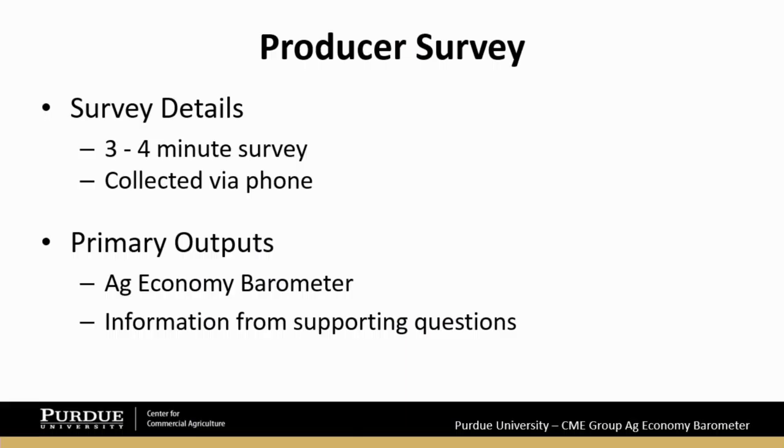From the survey, we have two primary outputs. The first one, of course, is the Ag Economy Barometer. The second output we get from this is the supporting questions. In addition to the economy barometer questions, we also ask producers about various things that are going on in their operation to help tell the story about how that barometer is changing from month to month. So let's take a quick look at some of the questions. In fact, we have a set of 5 questions that we ask producers every single month. Every month. And use that to construct the barometer. So let's take a look at those real quickly.